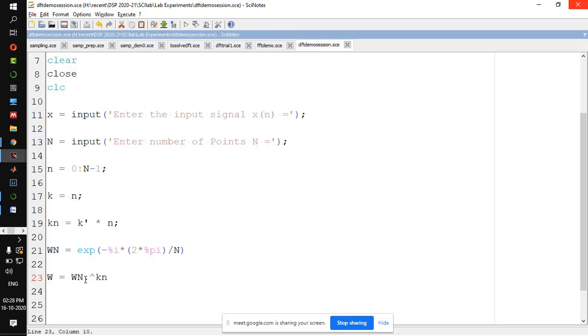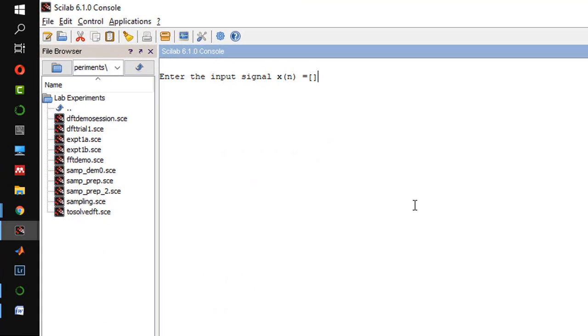So this is what I wanted, and that's why I have taken dot power. If you take plain power, you may get an error, or you may get some other matrix, but I don't want that matrix. What I want is dot power. Let's run it and see. I'll stick to the sequence 1, 2, 3, 4. Press enter.